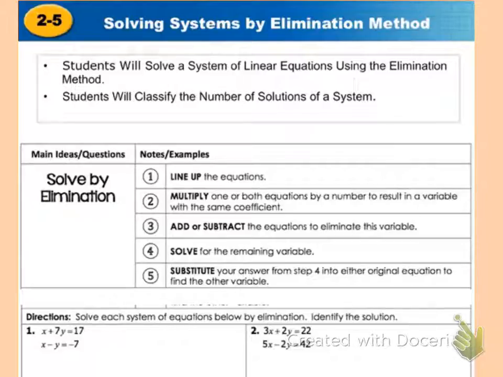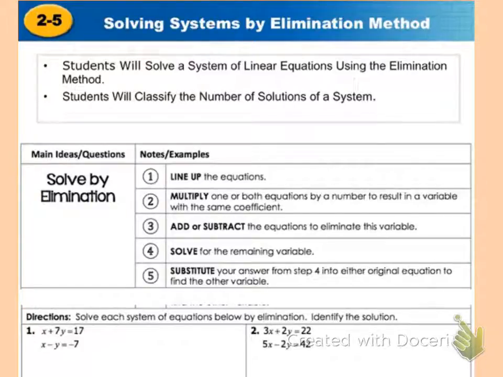Now we saw that when we used the substitution method for solving systems, it was really advantageous if one of the equations or both were solved for a single variable. In other words, if one of them said y equals something or x equals something, that made substitution very easy. Now, when we want to use the elimination method, what we're targeting is systems of equations where both equations are in standard form, ax plus by equals c. In other words, where the two variables are on the same side of the equation for both equations in the system.